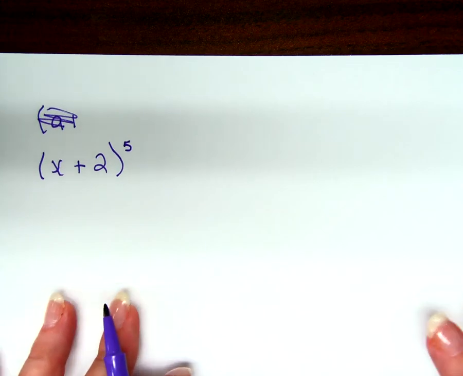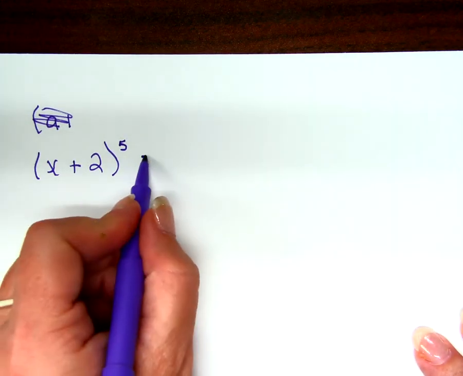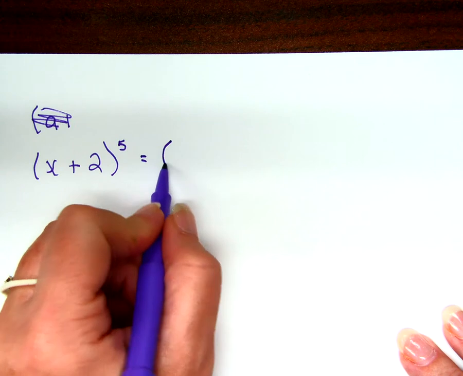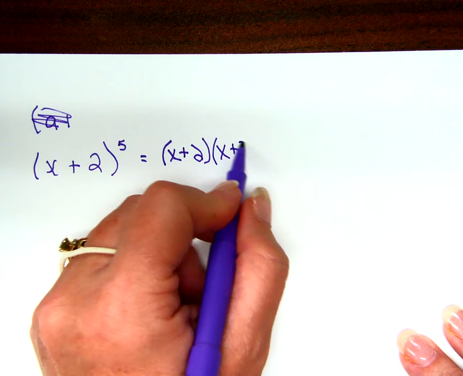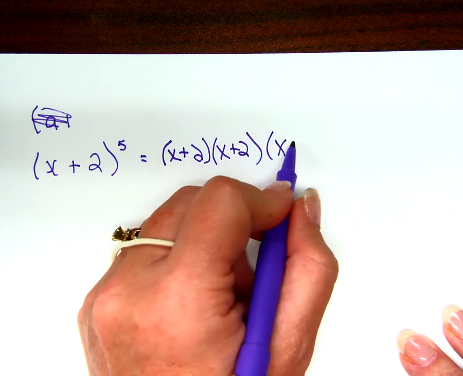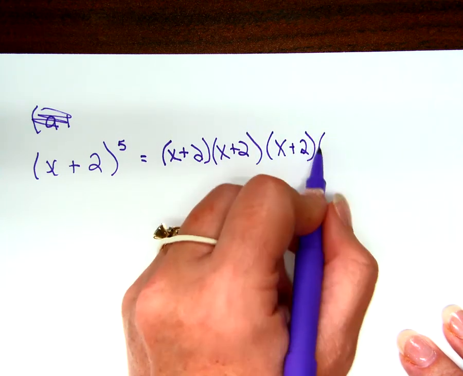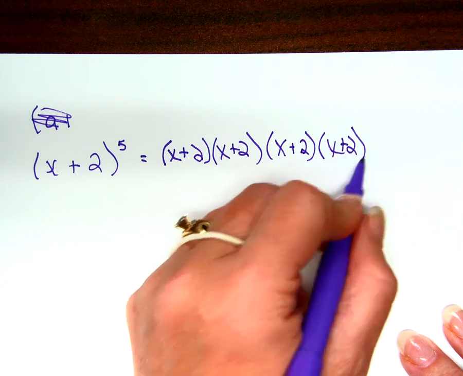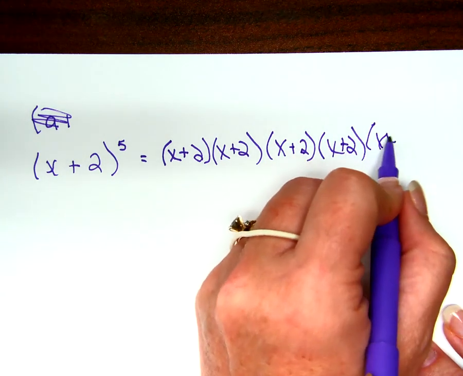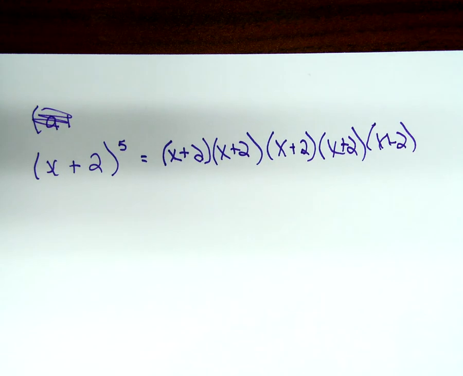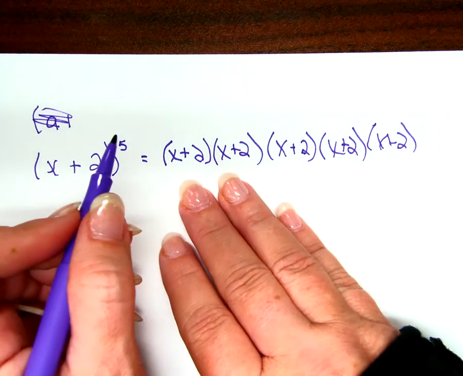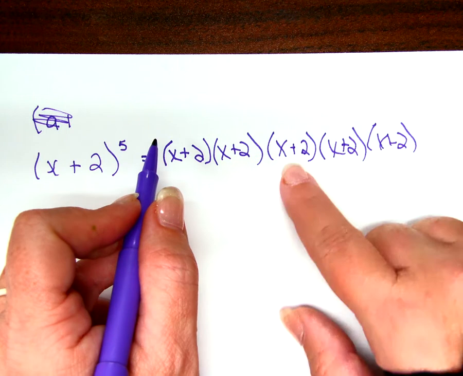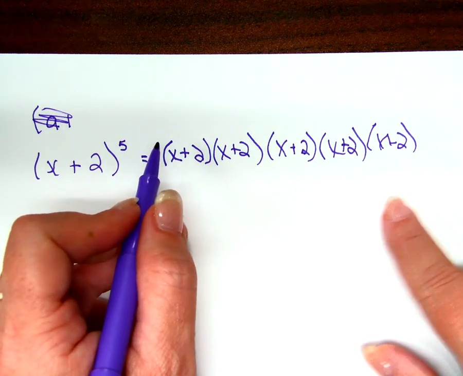What does x plus 2 to the 5th mean? Doesn't it mean x plus 2 times x plus 2 times x plus 2 times x plus 2 times x plus 2? Isn't that what it means? Yes or no? Okay. So that means I'd have to distribute to these two, right, and get an answer, and multiply that by x plus 2, and multiply that by x plus 2, and multiply that by x plus 2, right?